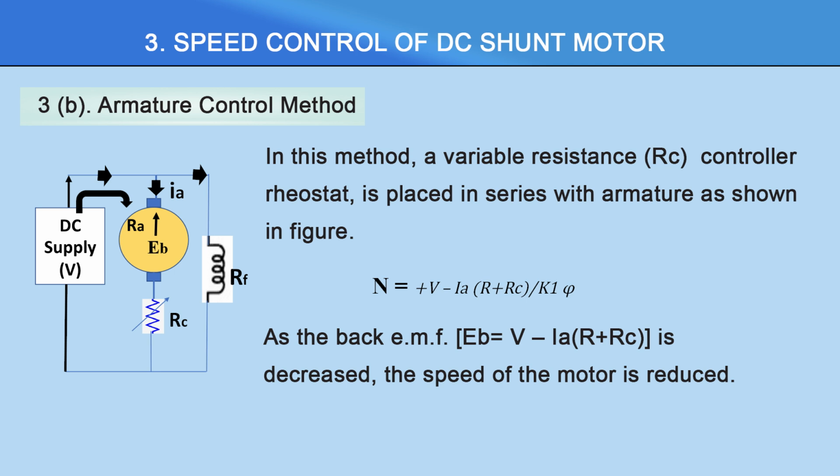So, we can say that the complete armature path, the complete arrangement, the complete branch of the armature is having the resistance R A plus R C. R A is the armature resistance which is fixed for the machine, and R C is the variable resistance which is used for the control of the motor speed.